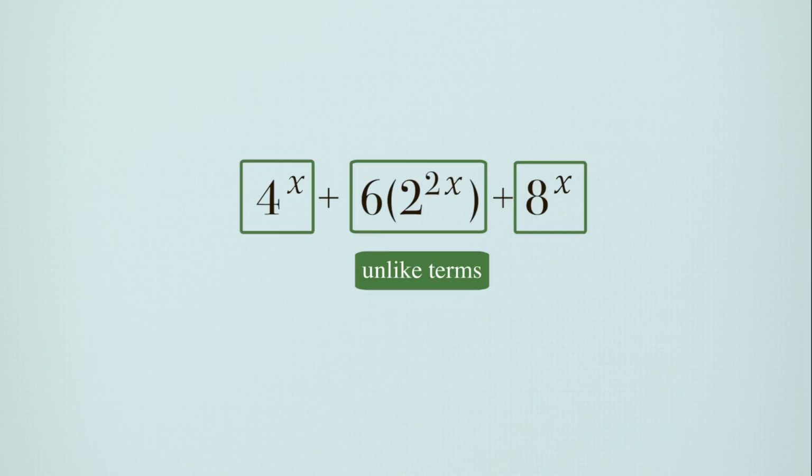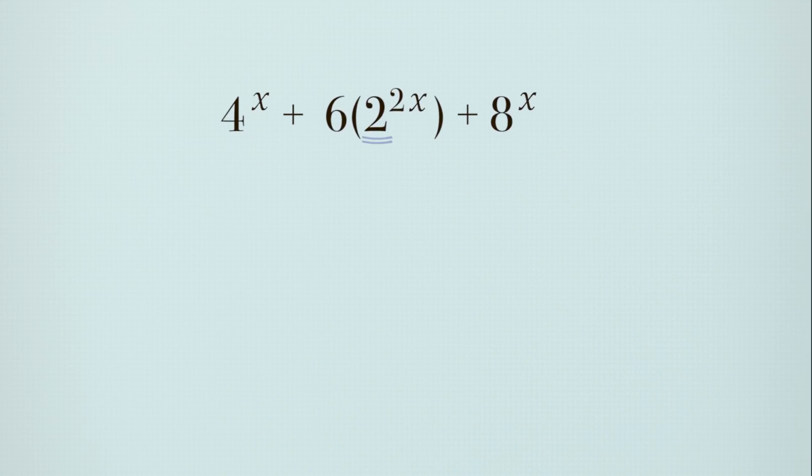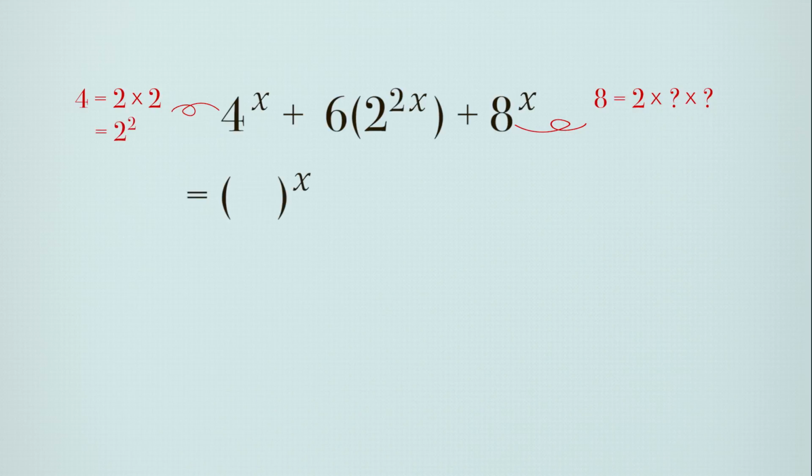Well, looks like there are no like terms. What can we do? We know 2 is the only prime number, and 2 is a common factor of 4 and 8. But can we express 4 and 8 as power of 2? Yes, 4 equals 2 times 2, or 2 squared, and 8 equals 2 times 2 times 2, or 2 cubed.